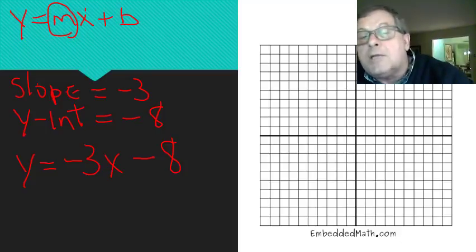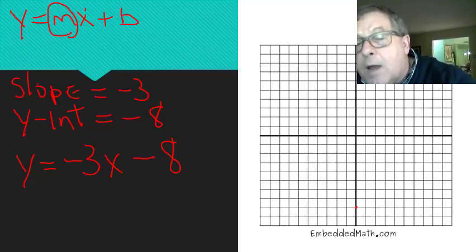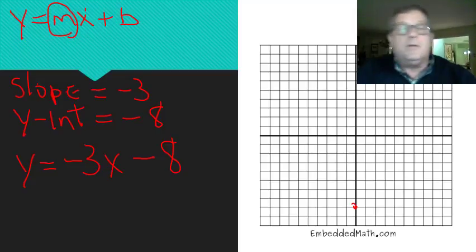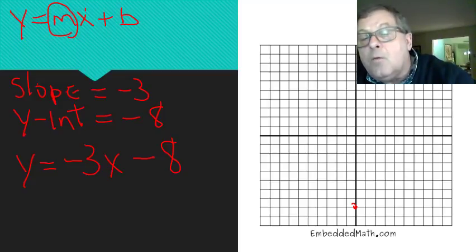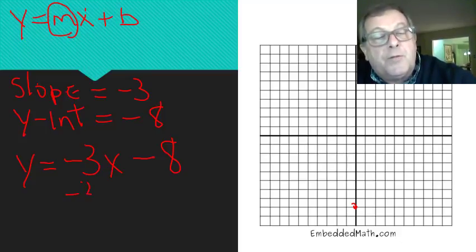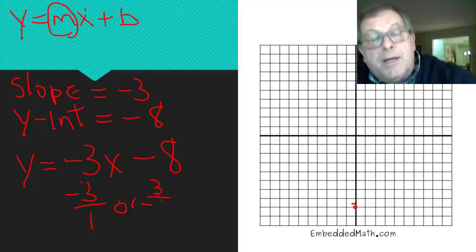So let's get our y-intercept plotted. 1, 2, 3, 4, 5, 6, 7. Here's -8. y equals -8. There's our y-intercept. And I've got a slope of -3. Well, I could go down, but I can't go down very much further with the graph I've got. So I'm going to go up 3. 1, 2, 3. But because this is a negative slope, on my run this is the same thing as -3 over 1 or 3 over -1. So we're going to use the 3 over -1.